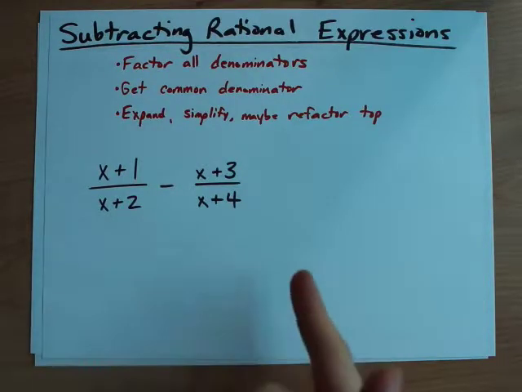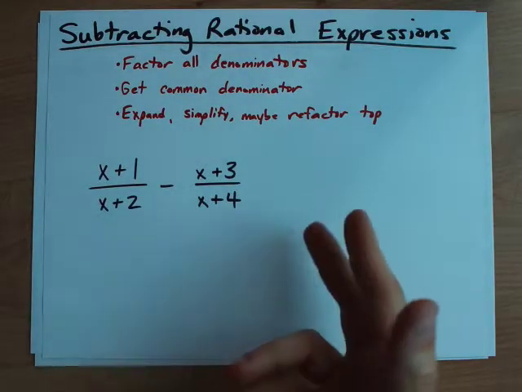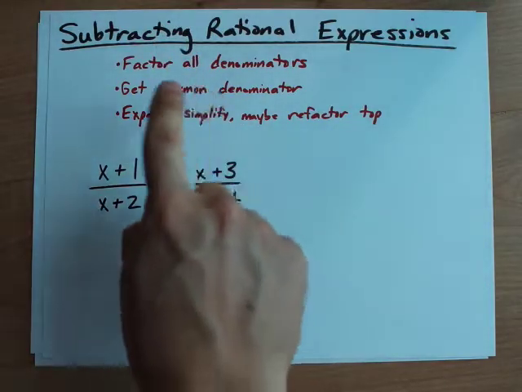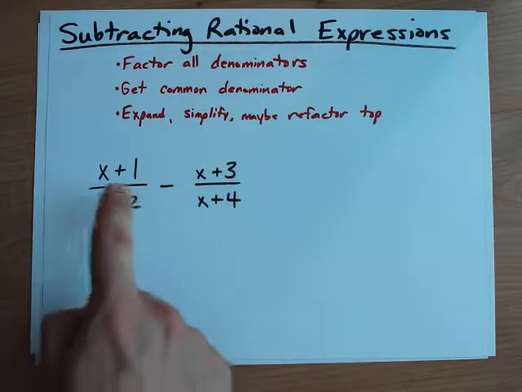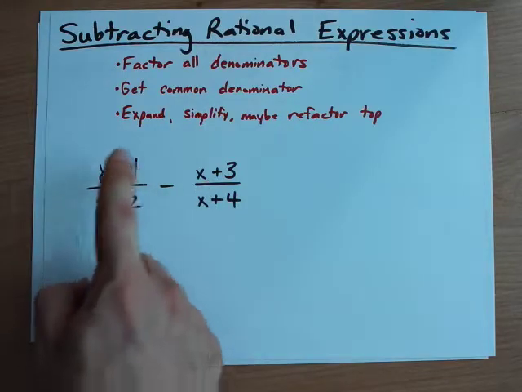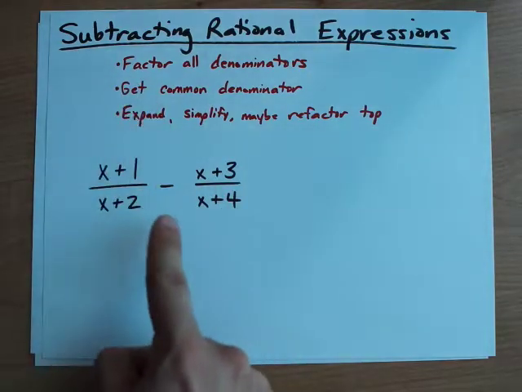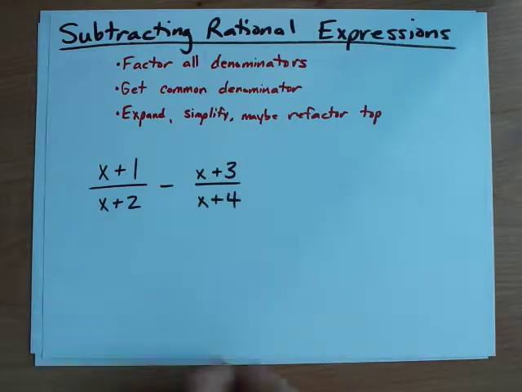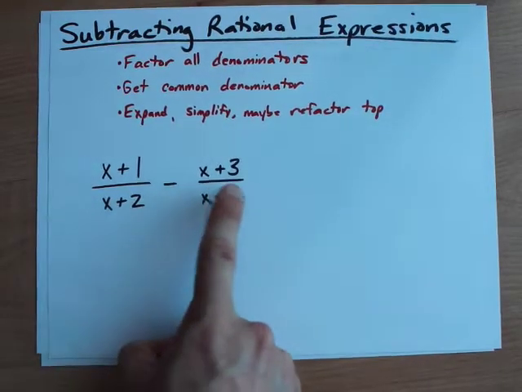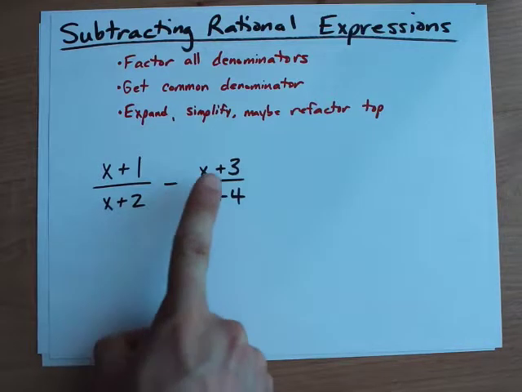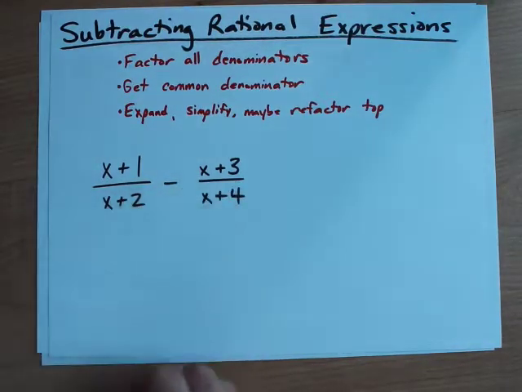All right, subtracting rational expressions is similar to adding in that you need to factor your denominators and get a common one. Now, you're going to do top minus top instead of top plus top because it's subtraction. You're still going to expand and simplify and maybe even refactor the top. The real difference here is that you're going to have to subtract everything that's on the top here. That's going to be minusing x and also minusing 3. I'll show you what I mean in just a second.